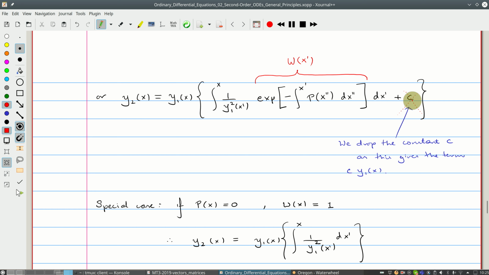And then we have another constant here, because when we perform this outer integral, we get a constant. But this constant would simply multiply y1. And I want y2 to be independent of y1, so we don't want any term which has a constant times y1 appearing in here. So we'll drop this constant too.